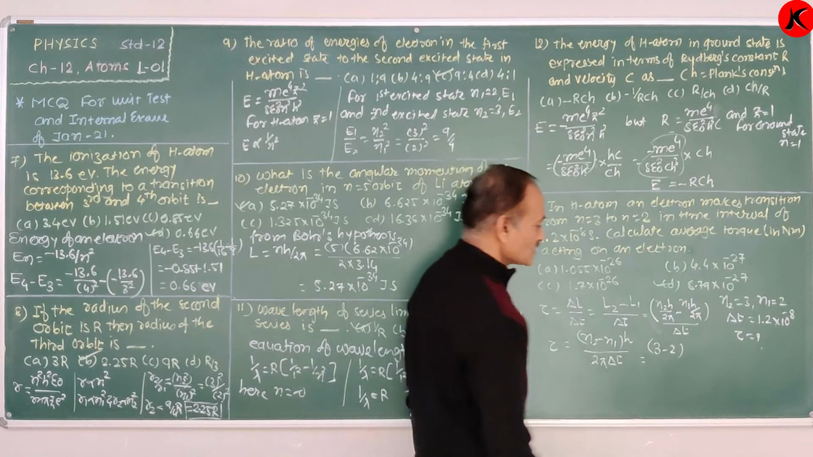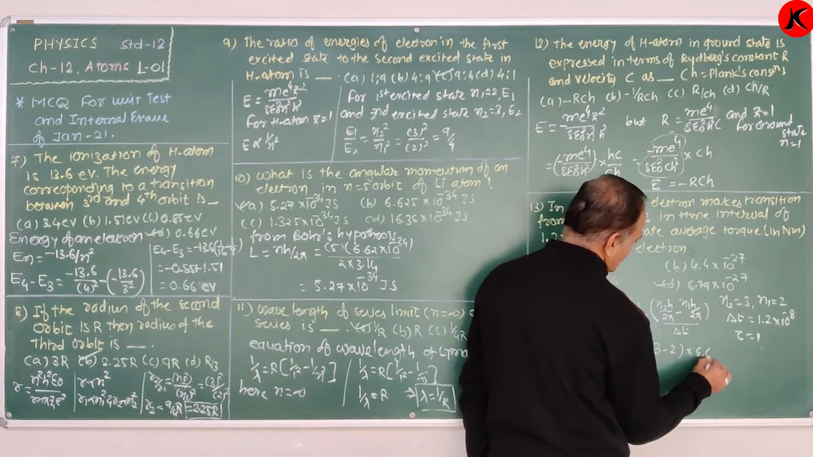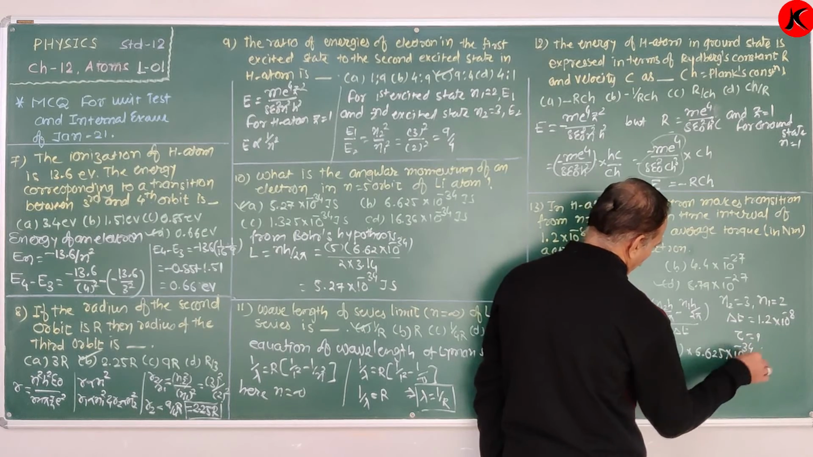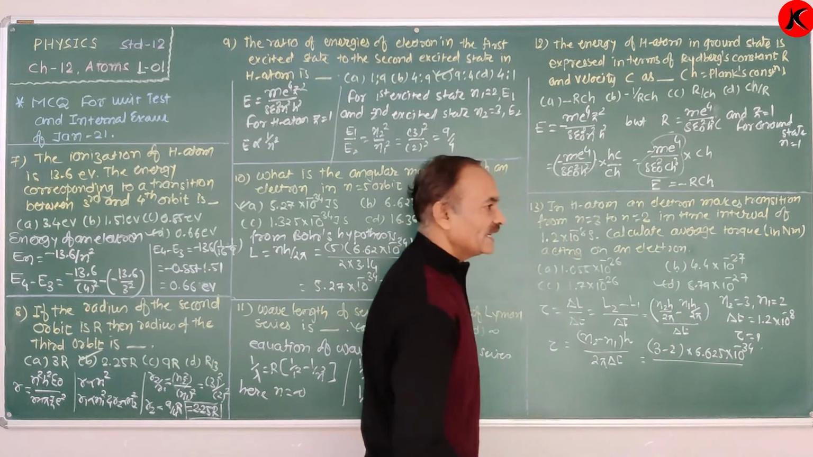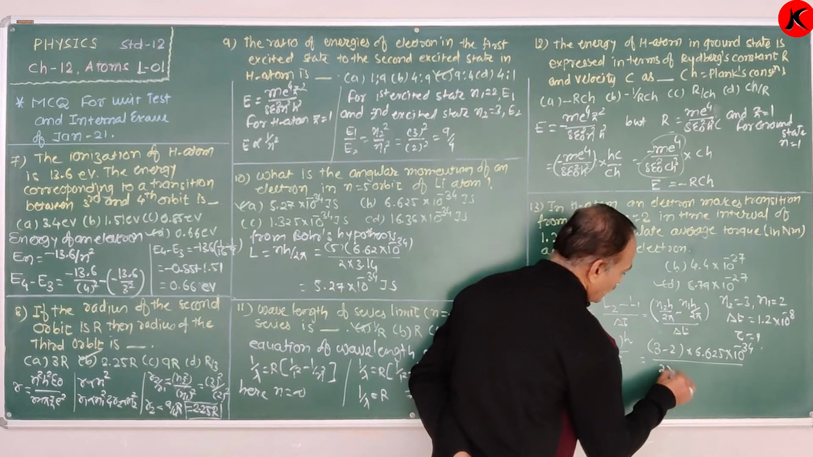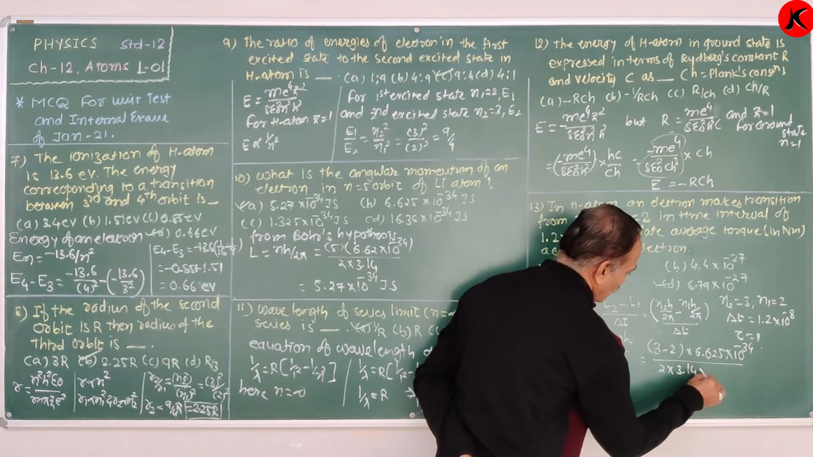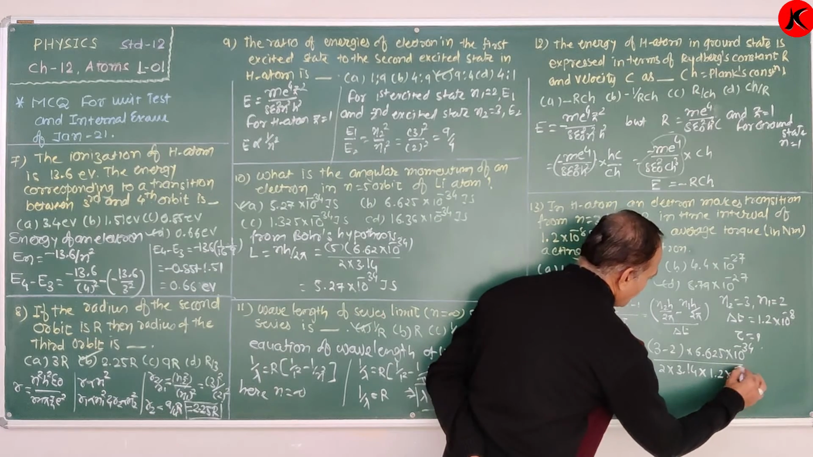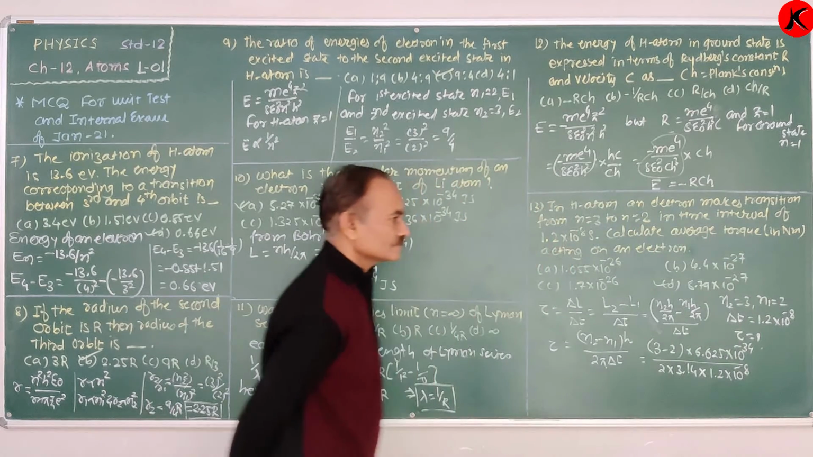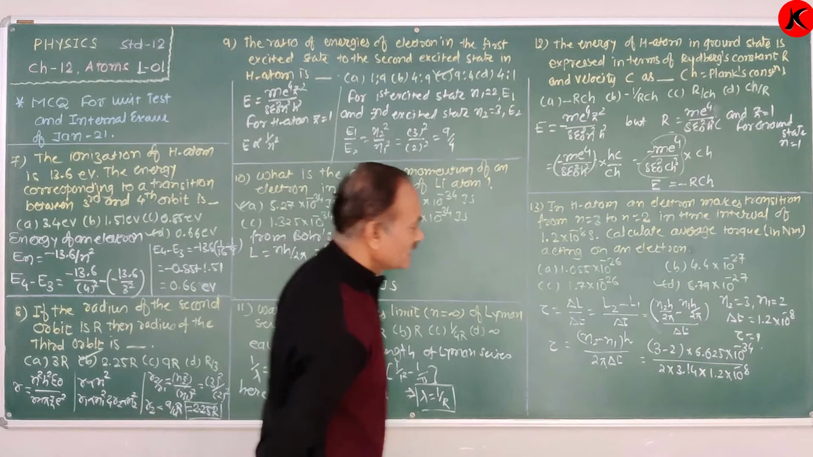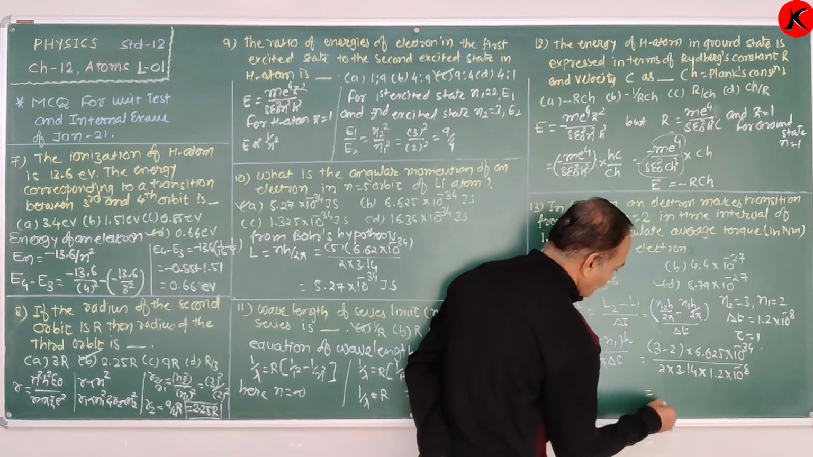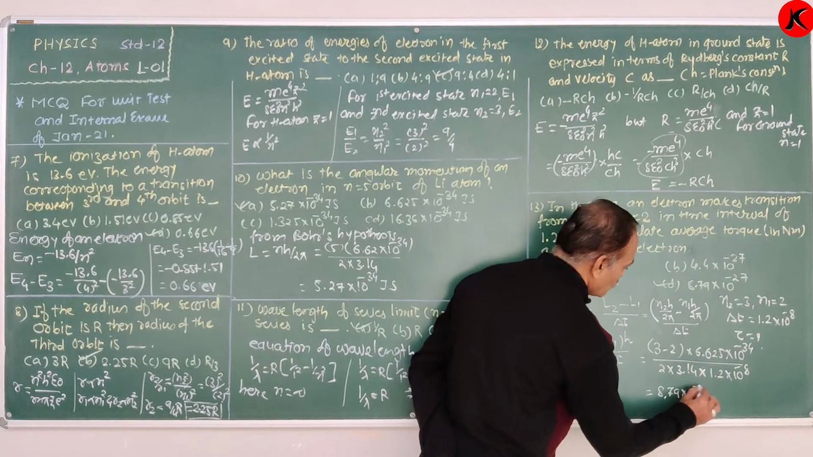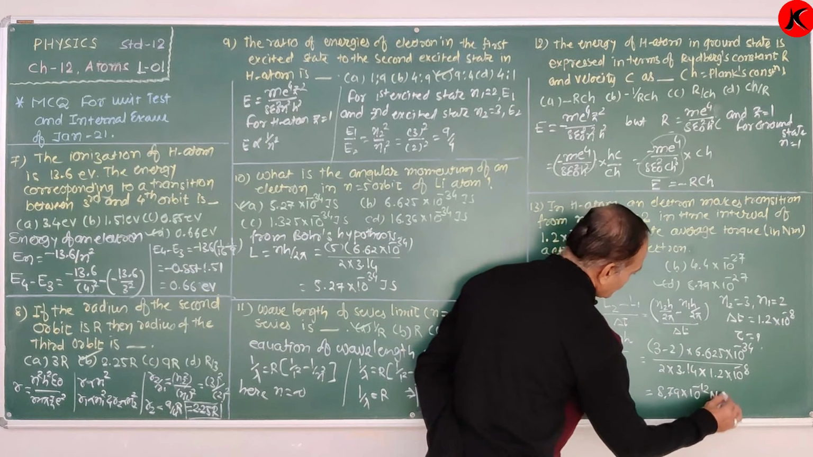h is the Planck's constant, 6.625 into 10⁻³⁴, upon 2 pi delta t, 2 into 3.14, delta t 1.2 into 10⁻⁸. As this is simplified, we obtain the average torque 8.79 into 10⁻¹² newton meter.